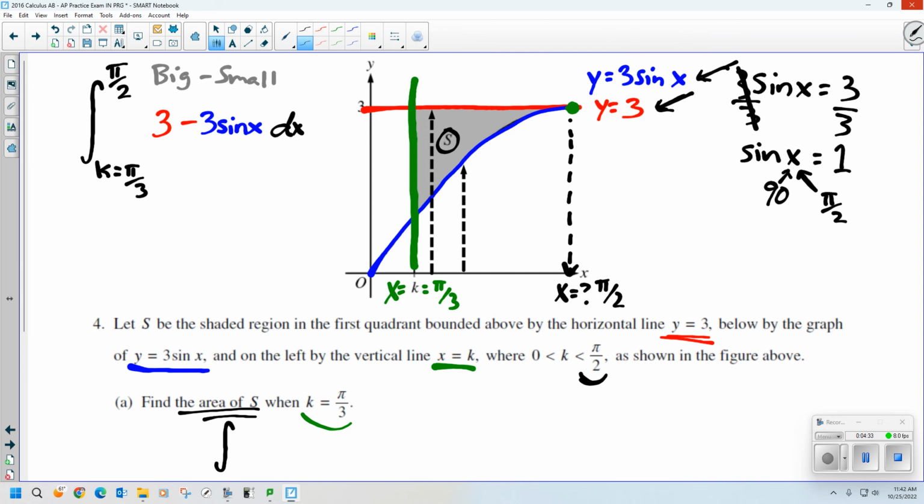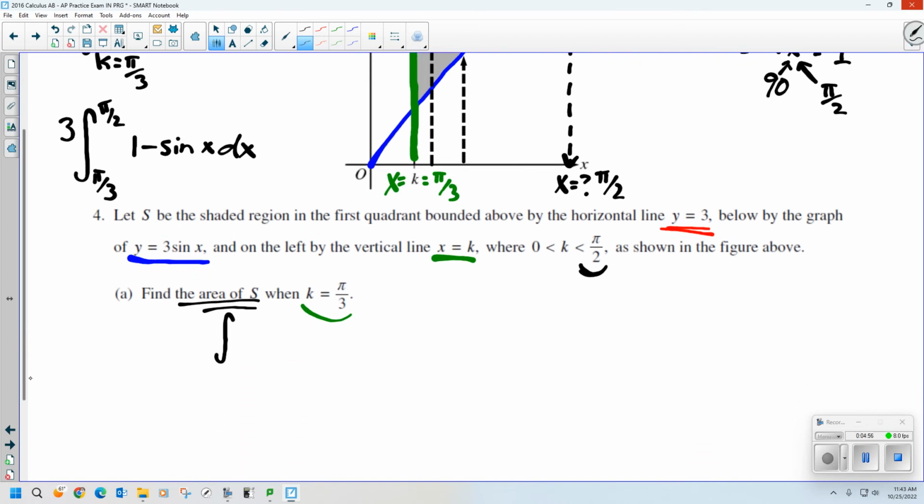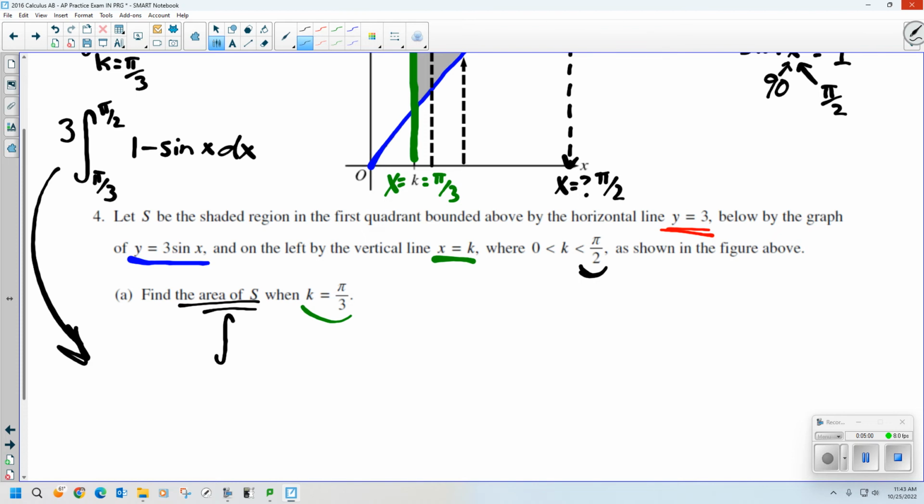I am going to factor out a 3. I like to work with smaller numbers when I'm doing calculus, if I can. So if I factor out a 3, I put that on the outside. From pi over 3 to pi over 2, I have 1 minus sine of x dx. This is what I'm integrating. Beautiful.